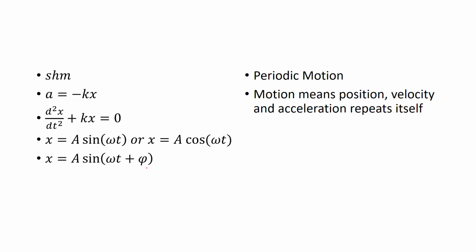This I'll discuss a little bit more in the next few slides. And as far as periodic motion is concerned, when the position or the velocity or the acceleration repeats itself after a certain interval of time, then that motion is periodic motion and that interval is the time period.